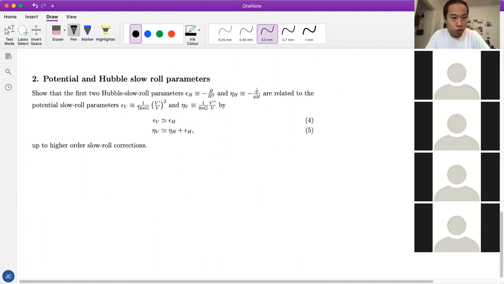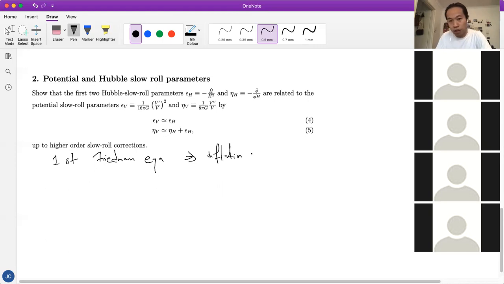Okay, so for this one, you want to show that the first two Hubble slow roll parameters, epsilon H and eta H, are related to the potential slow roll parameters, epsilon V and eta V, and you're going to show these two relationships. Okay, so to start this, you just want to set it up by first looking at the first Friedmann equation, and of course looking at it during inflation.